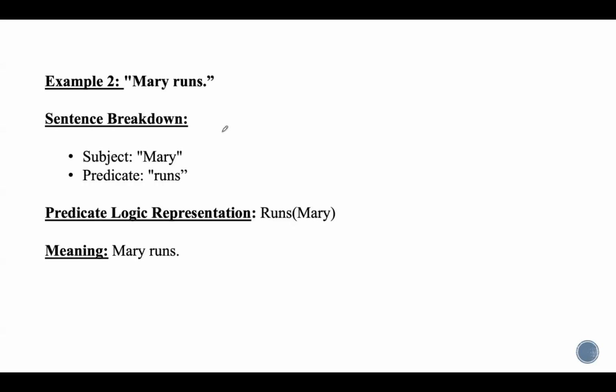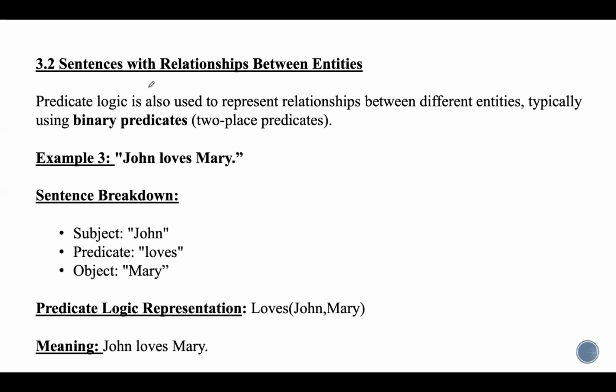So let's break down the sentence. So here the subject is Mary and the predicate is runs. So it should be represented as runs in brackets Mary, and the meaning is Mary runs. Then you can see sentences with relationships between entities. So again, with the help of predicate logic, we can even represent relationships between multiple entities.